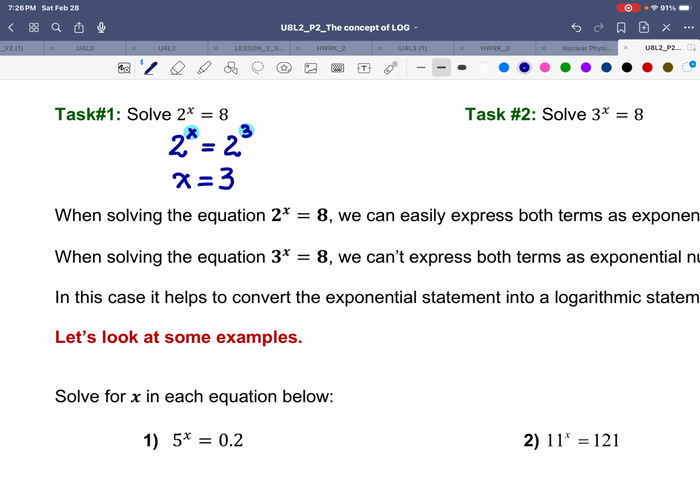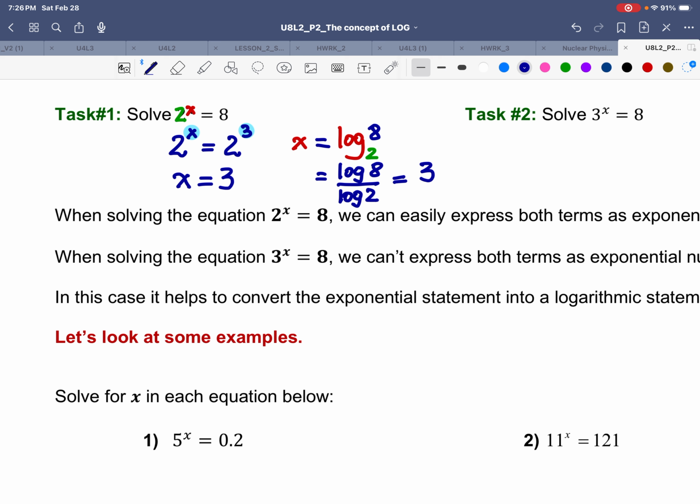Now, another way of solving this equation would be by using logs. So we're going to say that x is the exponent, or should I say log, right? We have to raise the base 2, so the base 2 goes at the bottom, in order to obtain number 8. And that would be simply log of 8 divided by log of 2. Try it on your calculator and see what you get. You should get the same answer, the number 3.